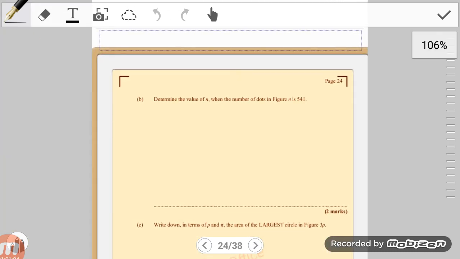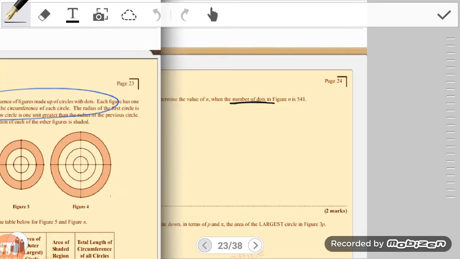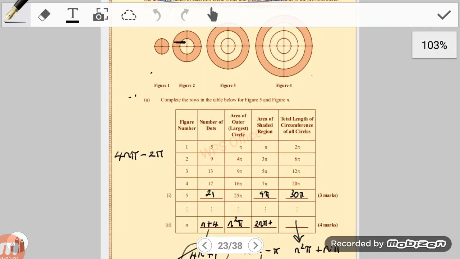So here we go. Determine the value of n when the number of dots in figure n is 541. So number of dots. We have to use the number of dots column. That's evident. It's just 2 marks, so it's not that much hard work. Do we have a number of dots column? We do.